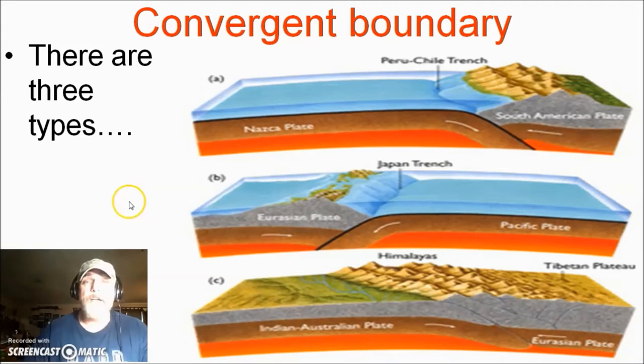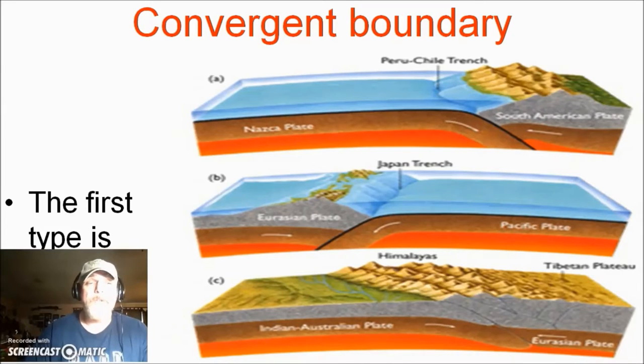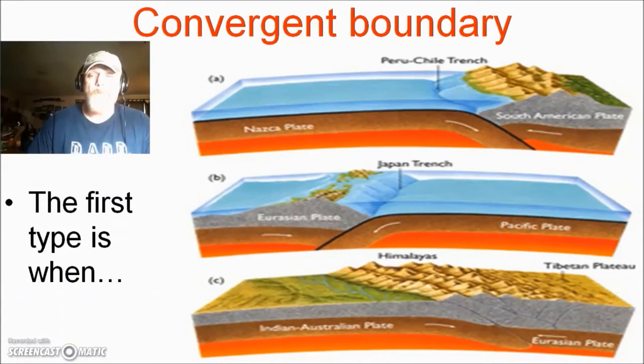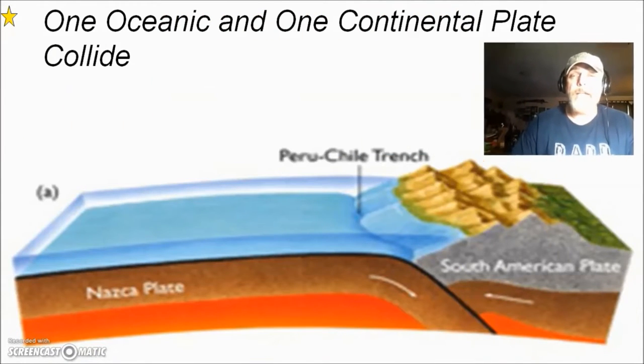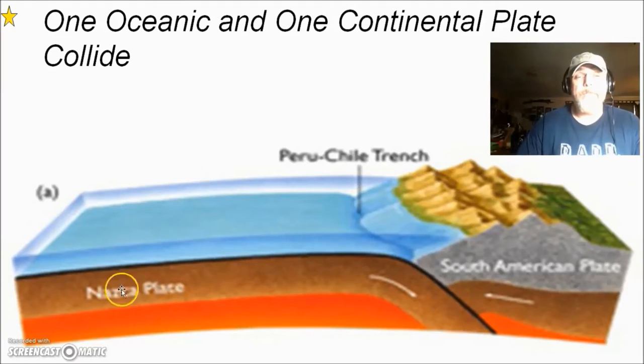There's three types of convergent boundaries. It's going to depend on what type of crust we're dealing with, either oceanic or continental, which is going to determine what's going to happen at these convergent boundaries. Now, the first type is when you have one oceanic and one continental plate colliding. So here you have the thin, dense oceanic plate, and here you have the thick, much less dense continental plate colliding.